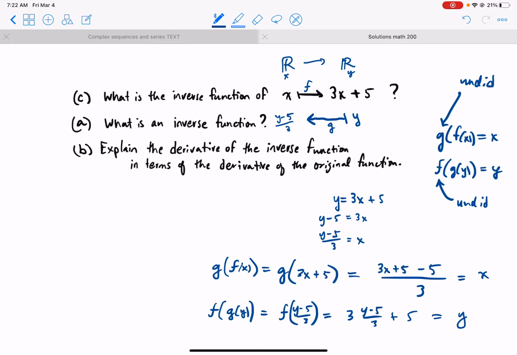Okay, so what is the inverse? So part C. Okay, we're apparently starting with part C. Part C, the inverse function sends y to (y minus 5) over 3. And this function, g, is the inverse function of f.